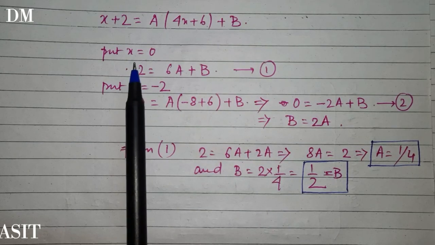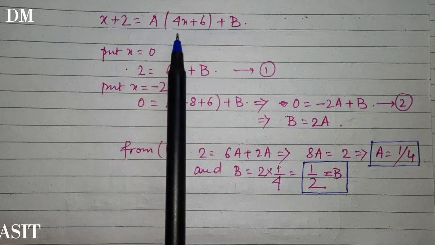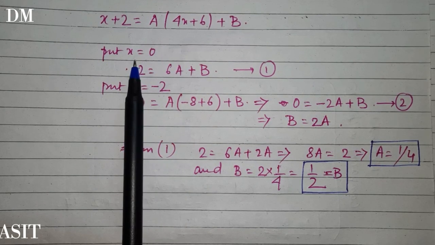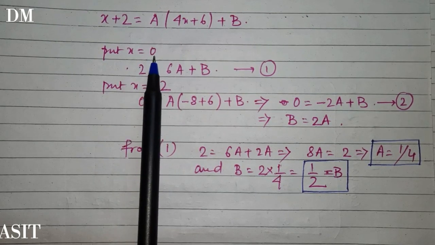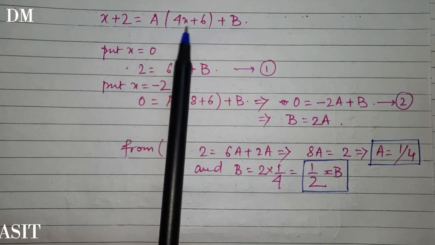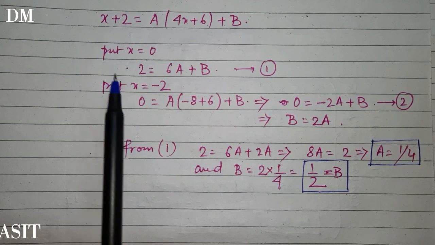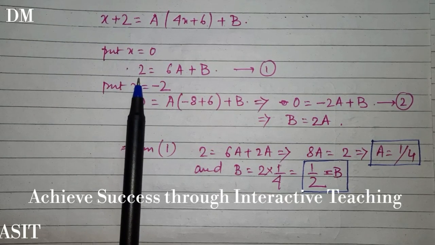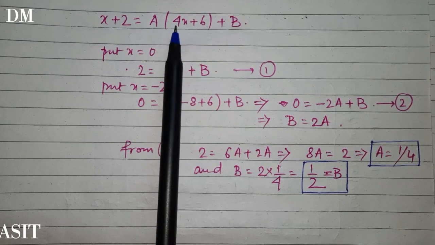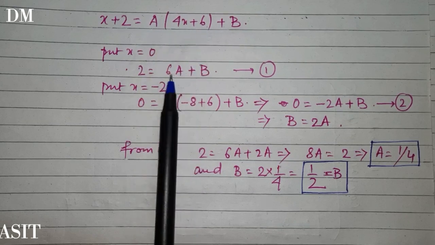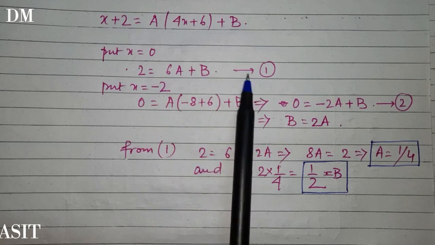So let's solve it in an easier method by putting the value of x. Now see, you can put any value. So if I put x equals 0, each and every x will be converted to 0. So we can write 0 plus 2, this will be 2, equals a into, this will be 0 then, a into 6, that means 6a plus b. Now this will be one equation.